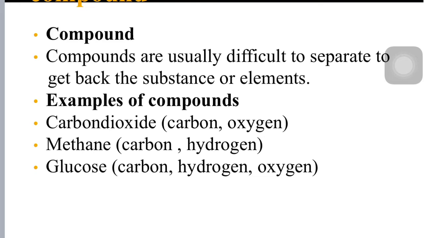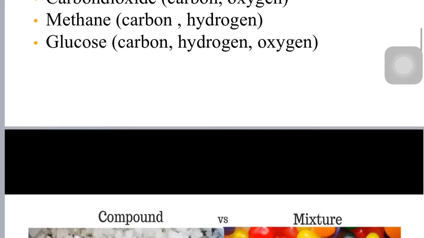Examples of compounds are carbon dioxide, methane, and glucose. Carbon and oxygen in a chemical reaction form carbon dioxide. Carbon and hydrogen in a chemical reaction form methane. Carbon, hydrogen, and oxygen in a chemical reaction form glucose.